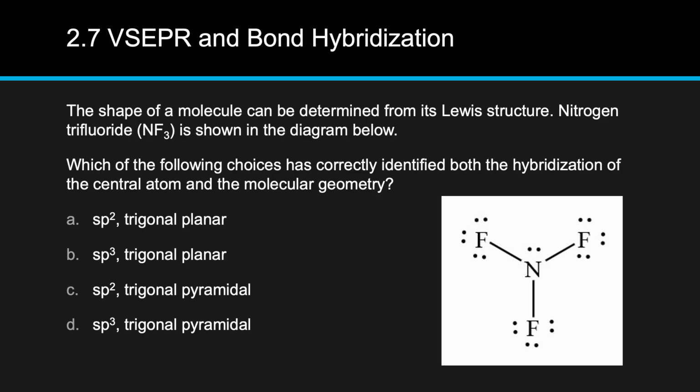And if we're looking at our hybridization, we have 1, 2, 3, 4 bonding sites, which means we need 4 hybridized orbitals. So we need 1 s and 3 p orbitals. So this means that the answer to this question would be D.